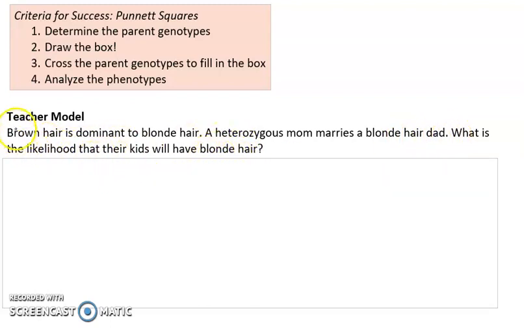This is a very standard Punnett square question. They give you some dominant versus recessive information, and then they hint at what the genotypes of the parents are. So first step, determine the parent genotypes. Of course, any Punnett square question, we need parent information. They tell you that the mom is heterozygous, and they tell you that the dad is blonde. Earlier in the problem, they say that brown hair is dominant to blonde hair.